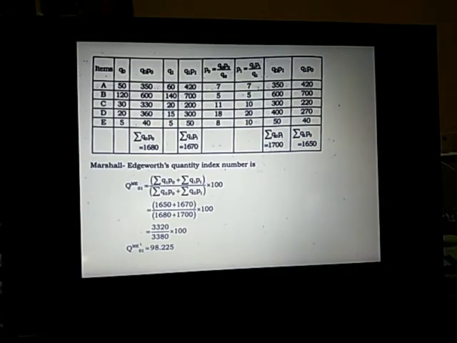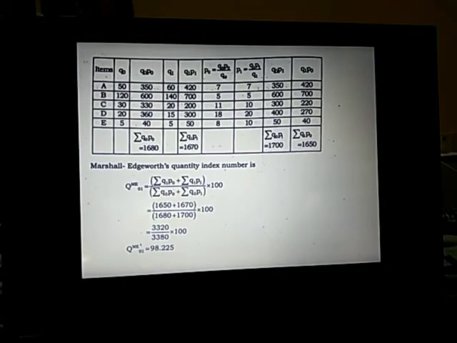And then once we get the prices for each of the items in the current year as well as the base year, P naught and P1, we'll multiply to get Q naught P1 and Q1 P naught. Then we'll find the summation of the values required, that is summation Q naught P naught, summation Q1 P1, summation Q naught P1 and summation Q1 P naught.